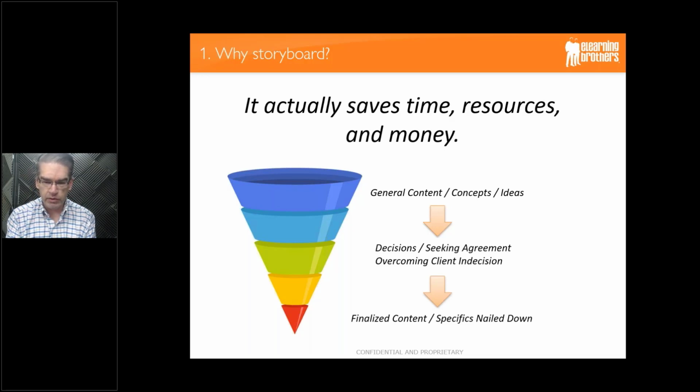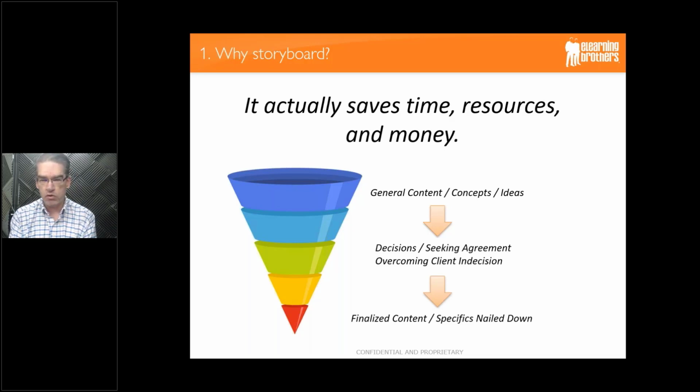If you look at the funnel, we go with general content, general concepts, general ideas. They can see basically what those are and give us feedback. Then we start to make them more specific. We start making decisions. We start seeking agreement. We especially need to overcome client indecision. A lot of times our clients really don't know what they want.